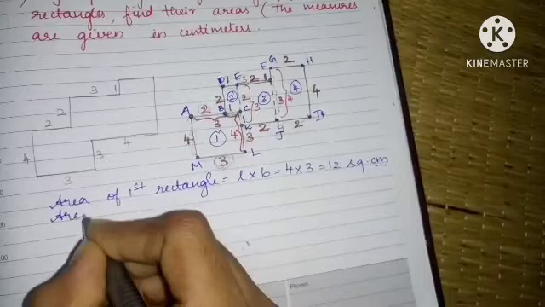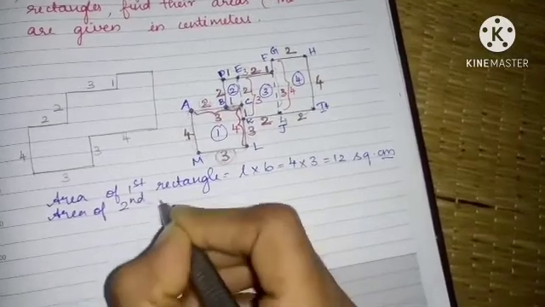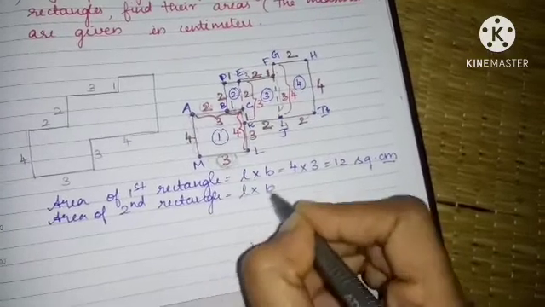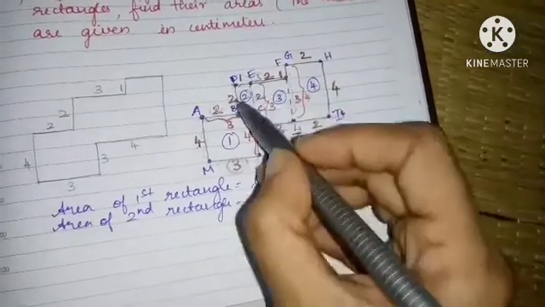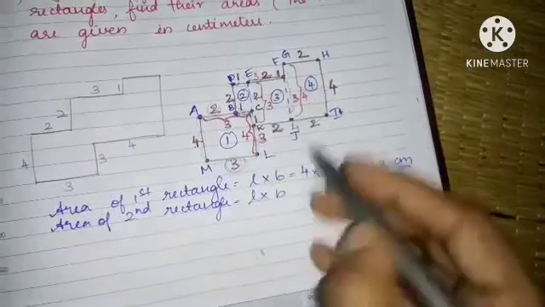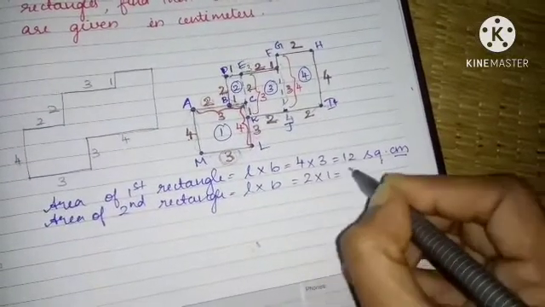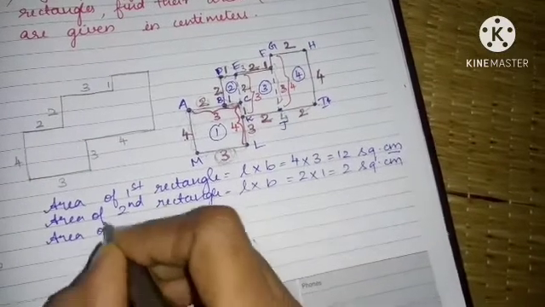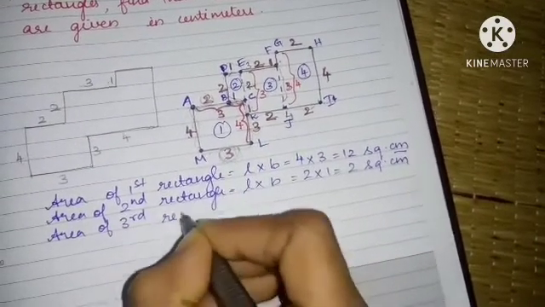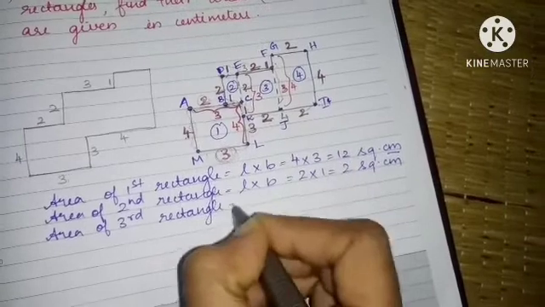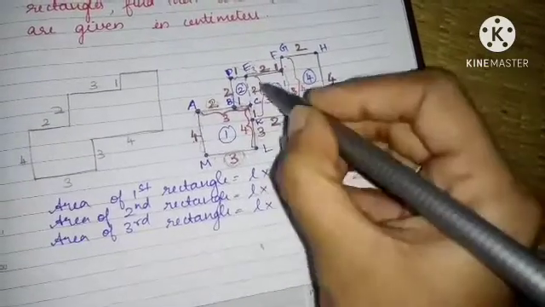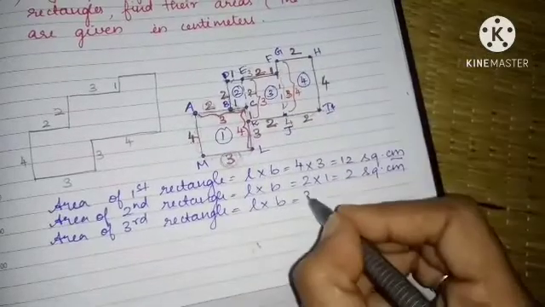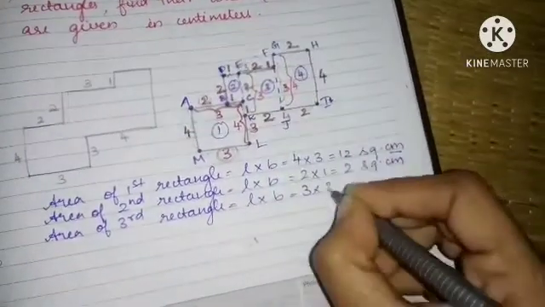Next, area of second rectangle. L into B. What is the second rectangle? This one. What is the length? 2. Breadth is 1. So 2 into 1, 2 square centimeter. Next, area of third rectangle is what? L into B. Okay, this is your third rectangle. What is the length of this rectangle? 3. Breadth is 2. 3 2s are 6.